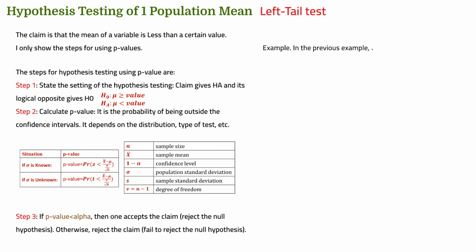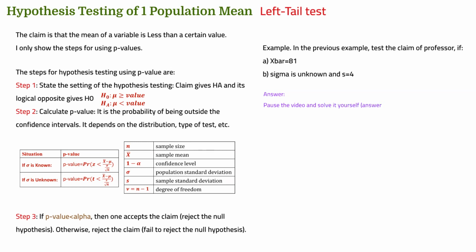Still on the left tail test, in the previous example, test the claim if x bar is 81, sigma is unknown, and s is equal to 4. The answer: pause the video and solve it yourself. Answers are going to be in the notes.